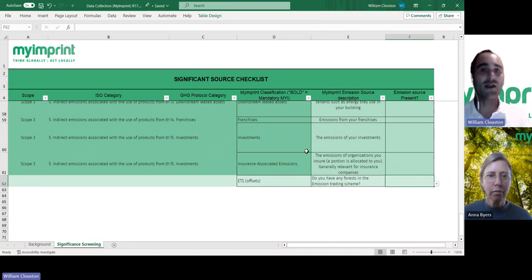So that's the end of this checklist for emission sources, and the next step will be whether we're going to include them or exclude them. And so just a quick point, if you're not sure about something, just mark it down as a yes, and we can help you work through the next stage as to whether it is actually something that's relevant or not.